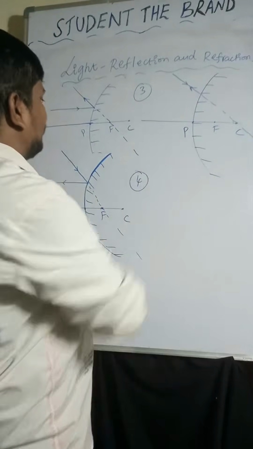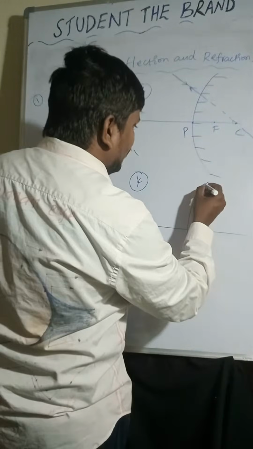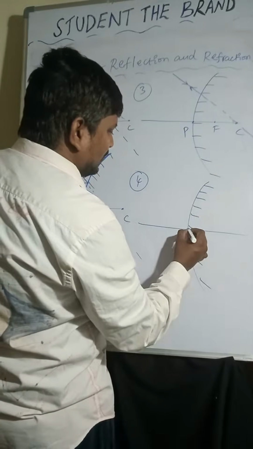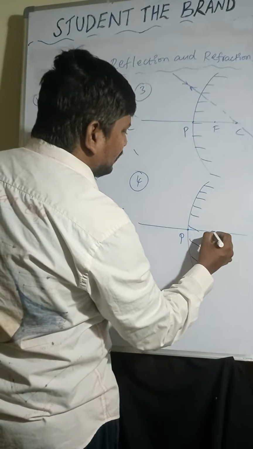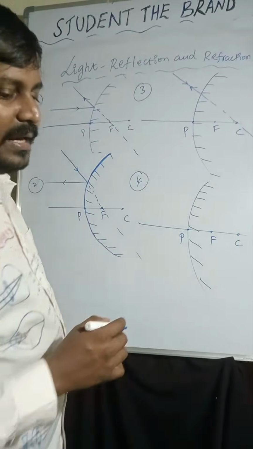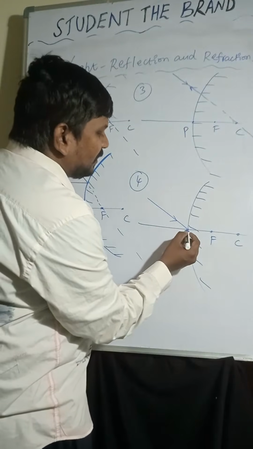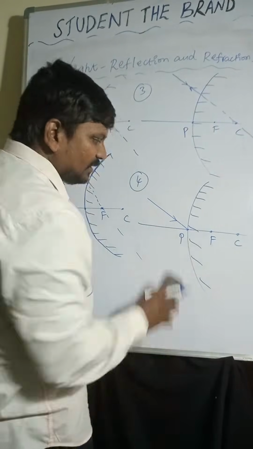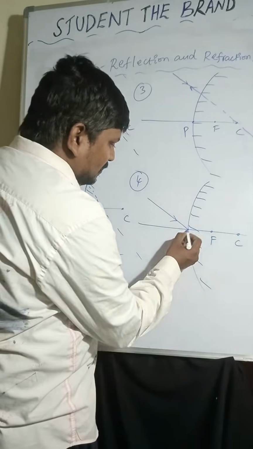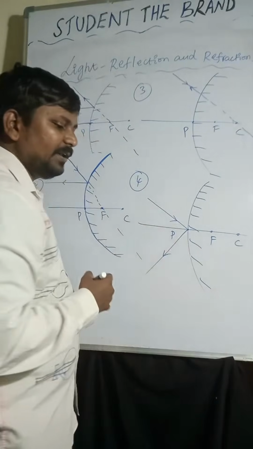Coming to the fourth point, I'm taking here, what is this mirror? Convex mirror. So here is the pole, focus, and center of curvature. The light ray is incident at the pole. After reflection, the light ray will pass through the same medium.